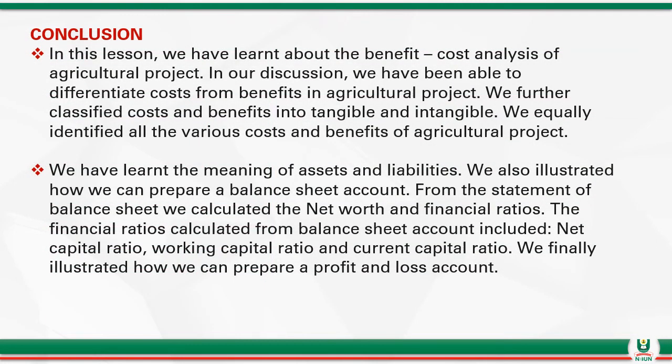In conclusion, we have learned about the benefit cost analysis of agricultural projects. In our discussion, we have also been able to differentiate costs from benefits in agricultural projects. We have further classified costs and benefits into tangible and intangible. We equally identified the various costs and benefits of agricultural projects. We have learned the meaning of assets and liability. We have also illustrated how we can prepare a balance sheet account from the statement of balance sheet. We can also calculate the net worth and financial ratios. The financial ratios calculated from balance sheet accounts include net capital ratio, working capital ratio, and current capital ratio. We finally illustrated how we can prepare a profit and loss account.